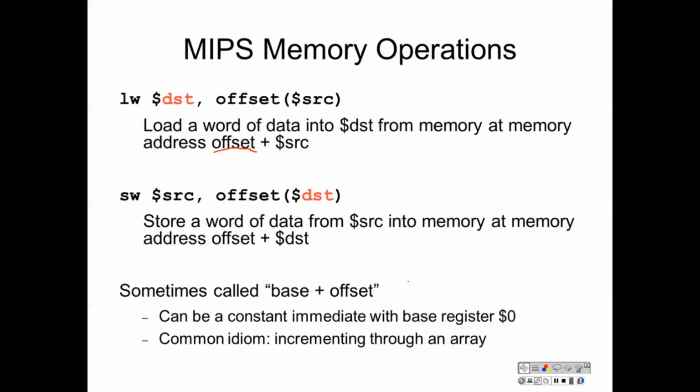This type of memory addressing scheme is sometimes called base plus offset, where the base is the register and the offset is the immediate value that gets added to the register. To specify a constant address value, you can use a base register of $0 in MIPS. Base plus offset is relatively efficient for the common programming practice of incrementing through an array.